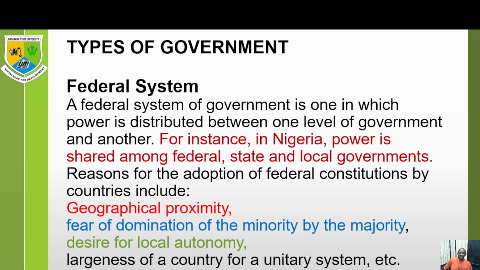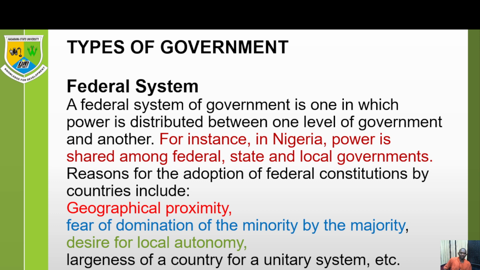It also encourages what? Decentralization of power, yes, between the three organs or between the three levels or the three lists of government. For instance, in Nigeria, power is shared among federal, state and local government. Reasons for the adoption of a federal constitution by countries include geographical proximity.